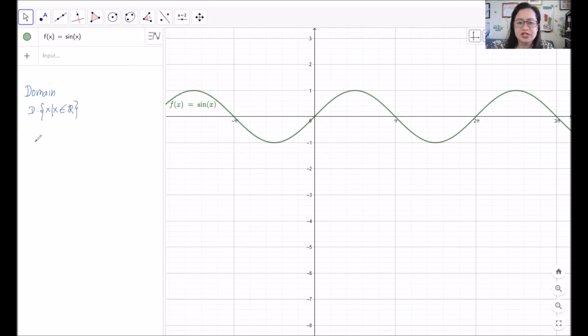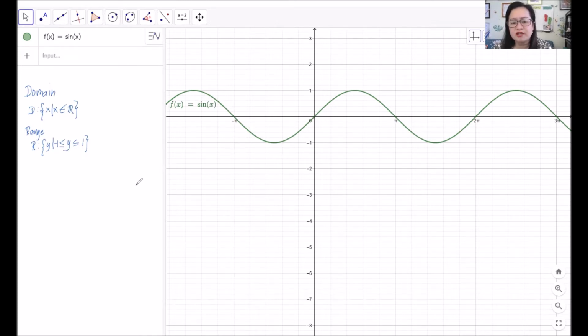Now for the range, this refers to the set of possible y values. Based on the graph, we can see the interval from negative 1 to positive 1. So in this case, the range of the sine function would be R is the set of all y's such that y is greater than or equal to negative 1 but less than or equal to positive 1. As you can see, these are the values that can be taken by y, or this is the output when we replace a certain value to x in the function.